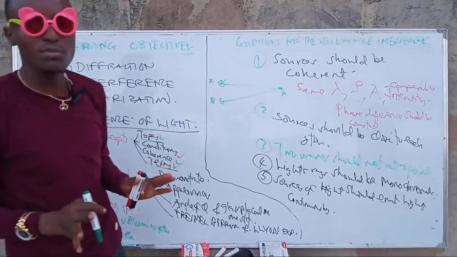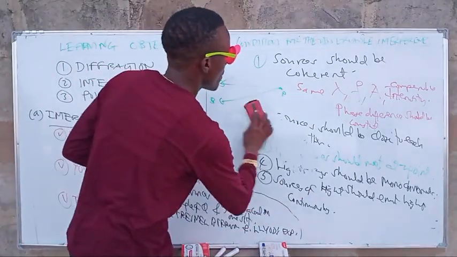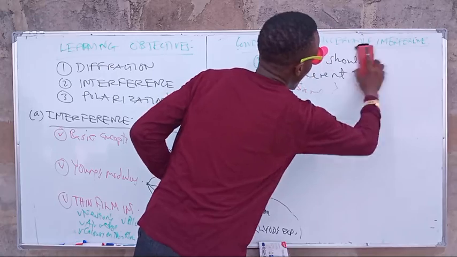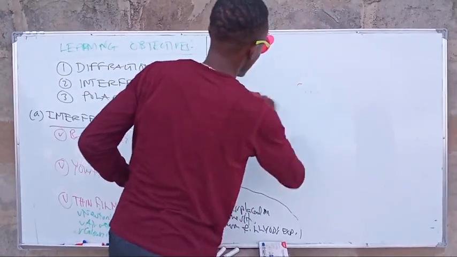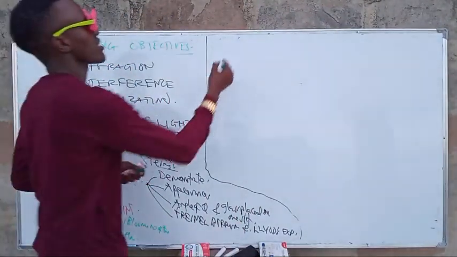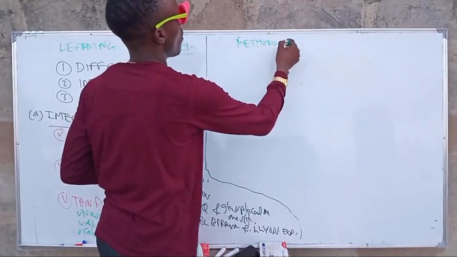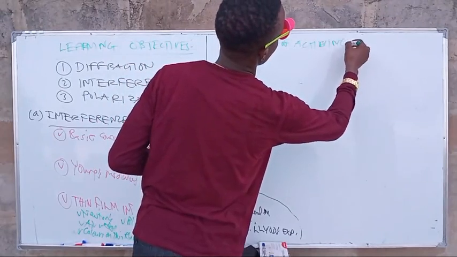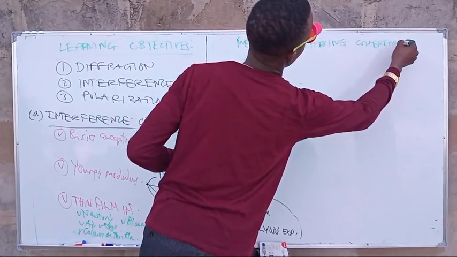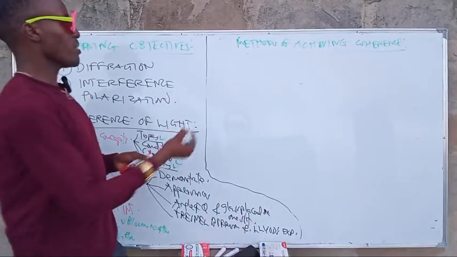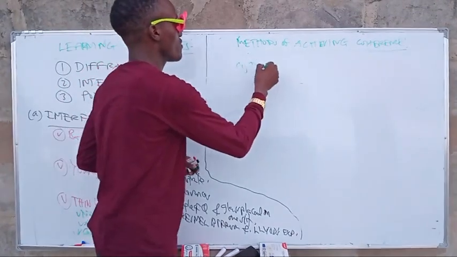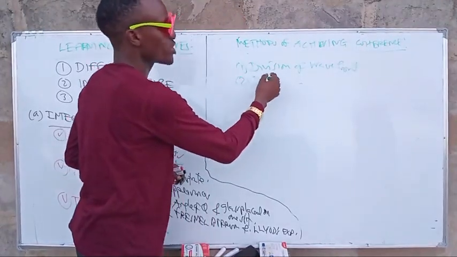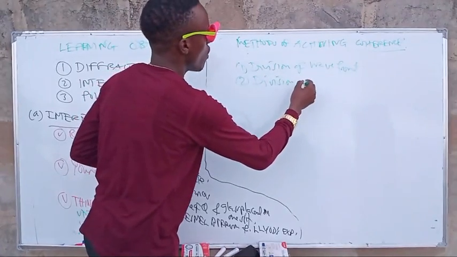Those are the basic concepts of interference. Okay, let's speak about the methods of achieving coherence. We can have the division of wavefront, and the second is the division of amplitude.